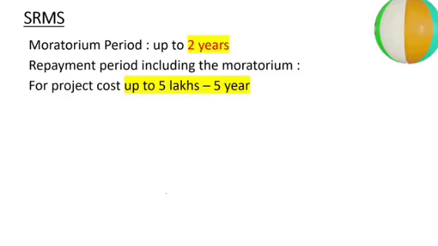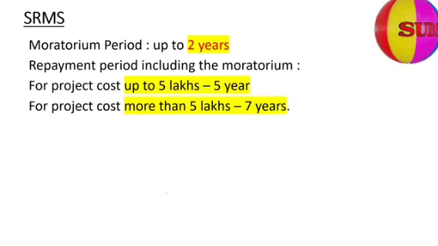Moratorium period is up to 2 years. Repayment period including moratorium period: for loan project cost up to 5 lakh, 5 years; more than 5 lakh, 7 years. Okay. Then DRI, again the full form.